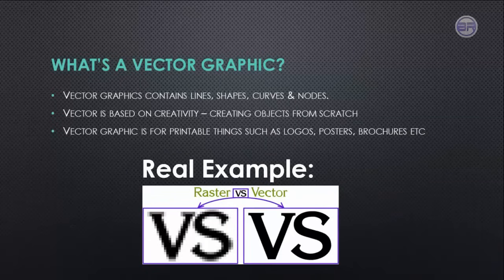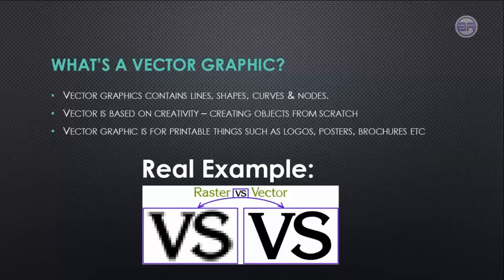Vector graphic is basically containing lines, shapes, curves and nodes. Vector is based on creativity, creating objects from scratch. Vector graphic is for printable things such as logos, posters, brochures, etc. Basically, vector, there are two kind of graphics. One is called vector graphic and one is called raster graphic.